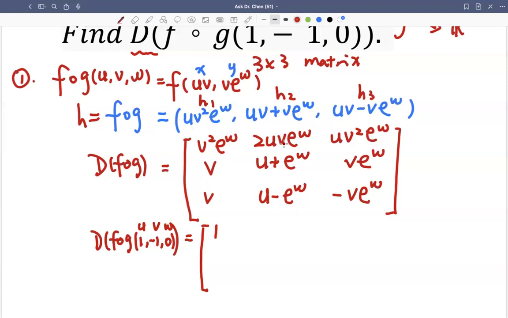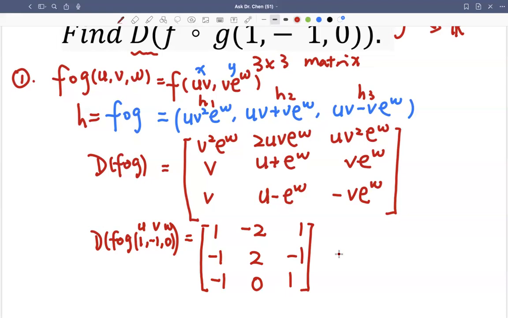U is 1, v is negative 1, w is 0, so we get a negative 2. U is positive 1, v squared, negative 1 squared is positive 1, so we get a positive 1. V is negative 1, u is 1, e to the w, e to the 0 is 1, so we get a positive 2. V is negative 1, e to the 0 is positive 1, so we get negative 1. V again, negative 1. U minus e to the w, u is positive 1, e to the 0 is positive 1, 1 minus 1 gets 0. V is negative 1, negative 1 becomes positive 1 times e to the 0, positive 1, gets positive 1. And that's the answer, that's it.